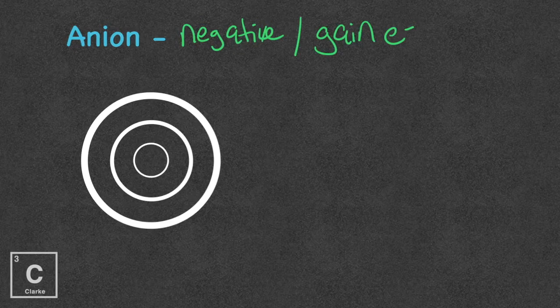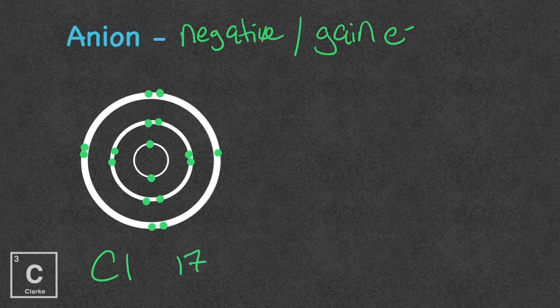So let's say we're looking at neutral chlorine. Chlorine has 17 electrons. Let's place those on here. We've got 2 on the first, 8 on the second, and 7 on the third. So right now in neutral chlorine, there are 17 protons and 17 electrons. But when we gain an electron, let's see what happens.